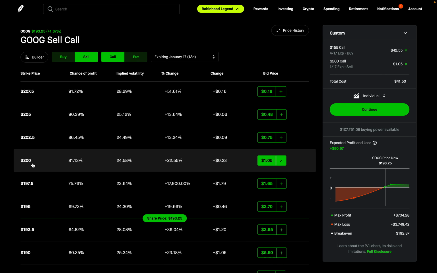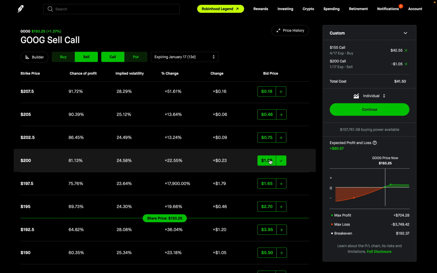This means that whatever stock we're using the strategy on, we want to be neutral to slightly bullish on it. So again, ideal situation, I would want Google to go up to the strike of the call I'm selling, $200, at expiration. And again, the call that I'm selling would expire worthless. I would keep my premium, and the call that I bought would hopefully increase in price as the share price goes up.